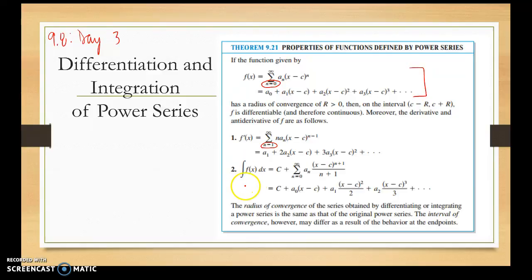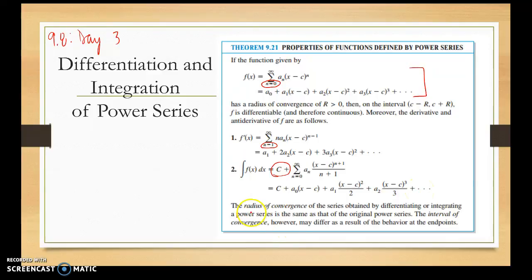For the antiderivative, when I apply my rules to the nth term, I add 1 to the exponent and divide by the new exponent. But then because it's an indefinite integral, make sure that we have our constant of integration there. You can apply the antiderivative rules term by term as well, and that's what's outlined here.